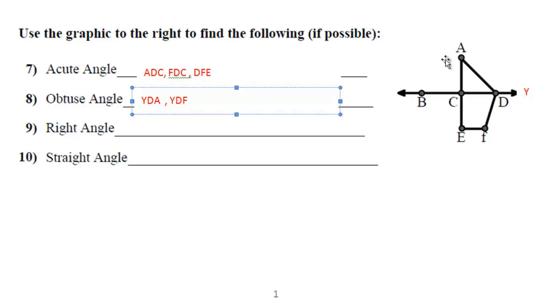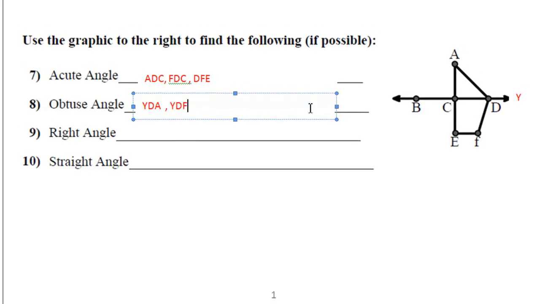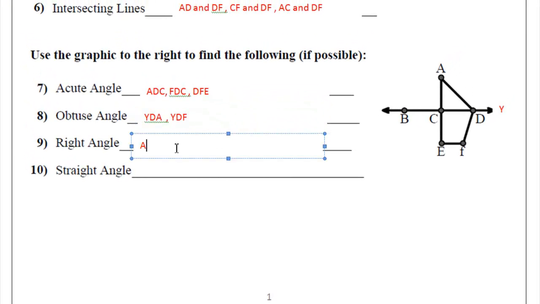A, C, D, A, C, B, E, C, D, E, C, B. So here it will be A, C, B, and so here we have A, C, B, and A, C, D, and E, C, B, also E, C, D. Okay, straight angle, D, C, B.